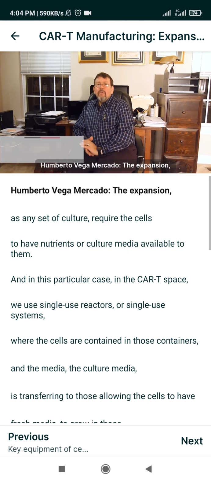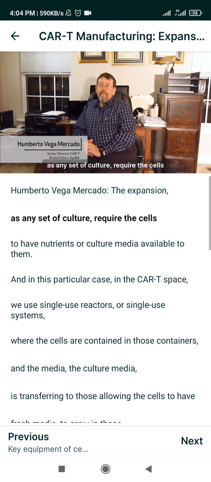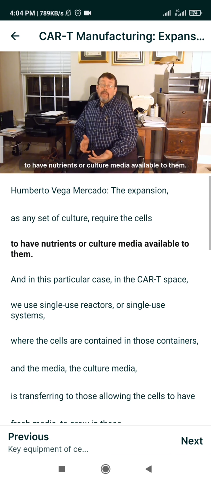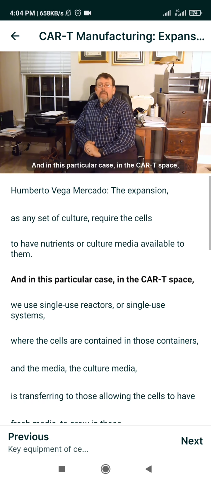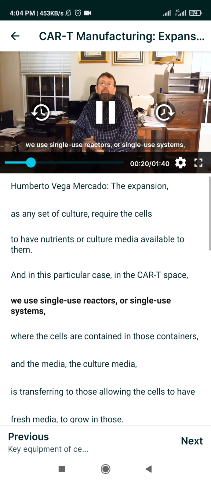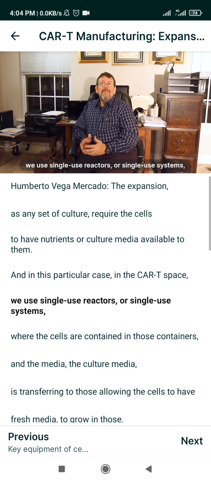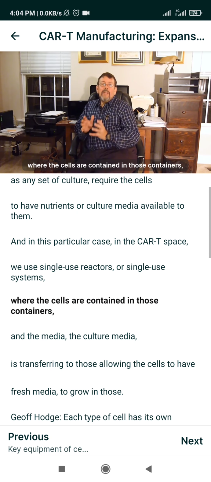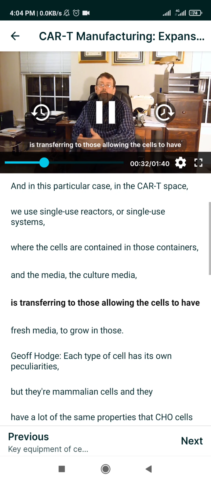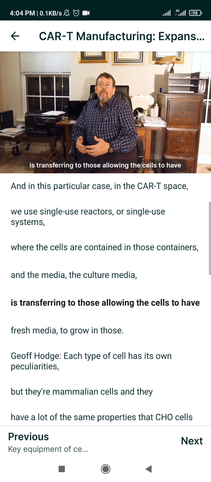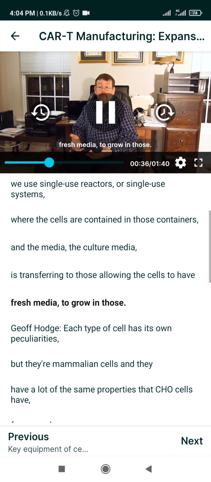The expansion, as any cell culture, requires the cells to have nutrients or a culture media available to them. And in this particular case, in the CAR-T space, we use single-use reactors or single-use systems where the cells are contained in those containers, and the media, the culture media, is transferred into those, allowing the cells to have fresh media and to grow in those.